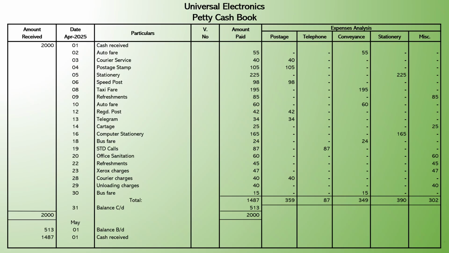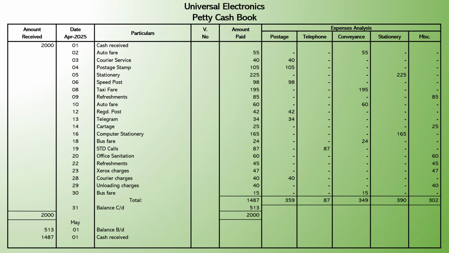April 28, courier charges ₹40, enter as payment and also under postage. April 29, unloading charges ₹30, enter as payment and also under miscellaneous. April 30, bus fare ₹15, enter as payment and also under conveyance.